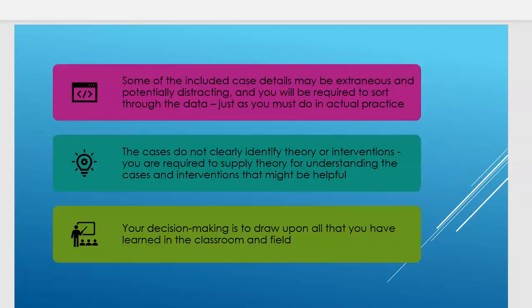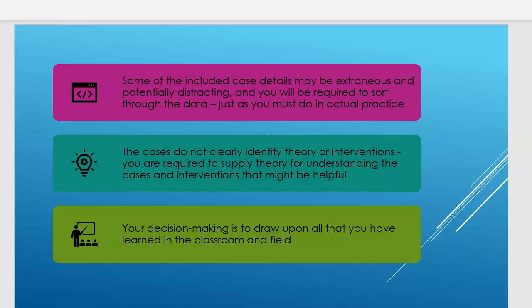So all of the cases are very detailed. There's a lot going on in the cases. There are a variety of people and organizations and situations and populations and problems and issues and context that's going on in each case. Some of what's included in the cases may be extraneous and may not be relevant, and in fact may even be potentially distracting from what is really important in the case.